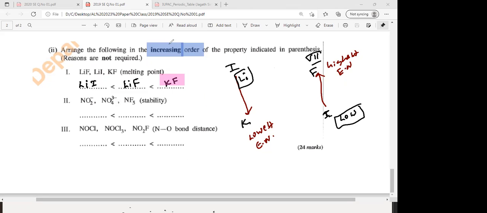Most important thing, you always go for the highest and the lowest. Then you can get the other one in the middle. Always when you are given 3 compounds like this, or 3 ions or 3 species, go for the highest and the lowest one. What are the factors affecting the melting point? The strength of the ionic bond or ionic lattice, and the electronegativity difference matters for the strength of the ionic bond. Don't mix up polarizability and polarization.